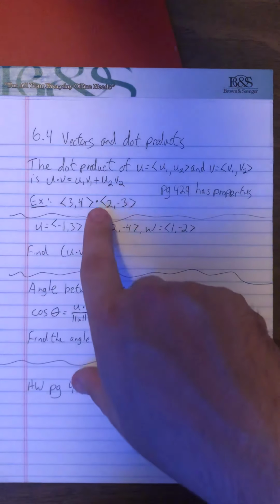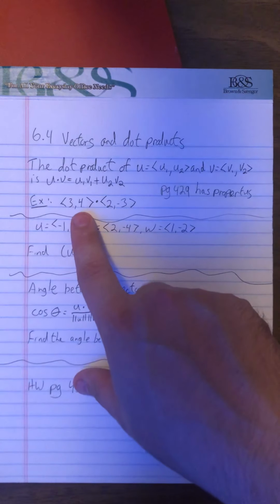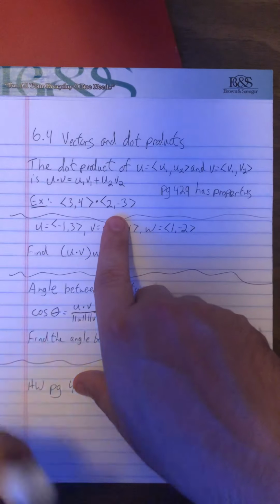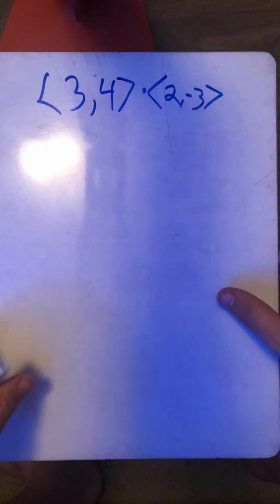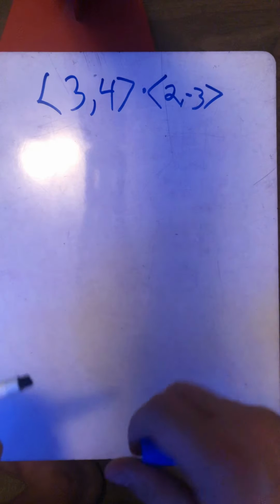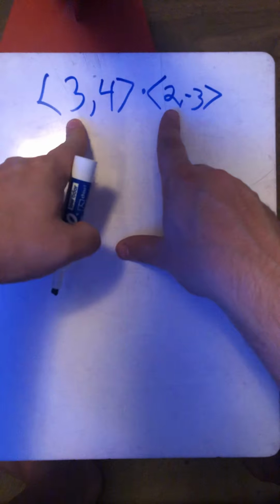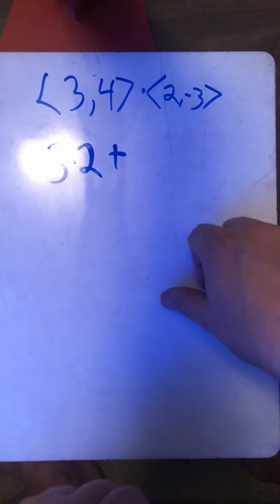So the first dot product we're going to do is the vector 3, 4 times the vector 2, negative 3. Now again, this is a dot product. This is different from vector addition and scalar multiplication. Essentially, here's how it's going to work. You multiply your first two components, and we add to it whatever we get from multiplying the second ones.